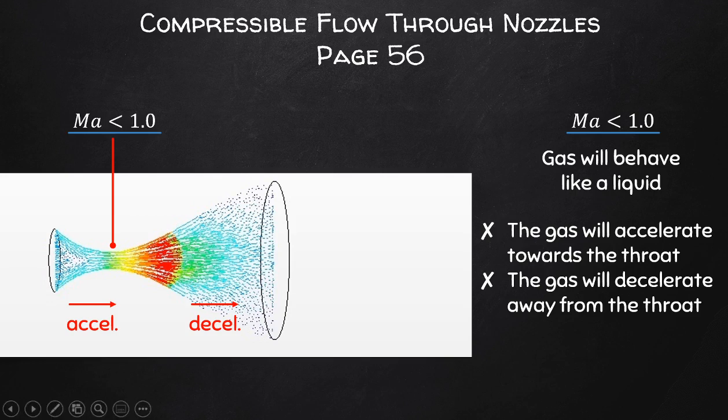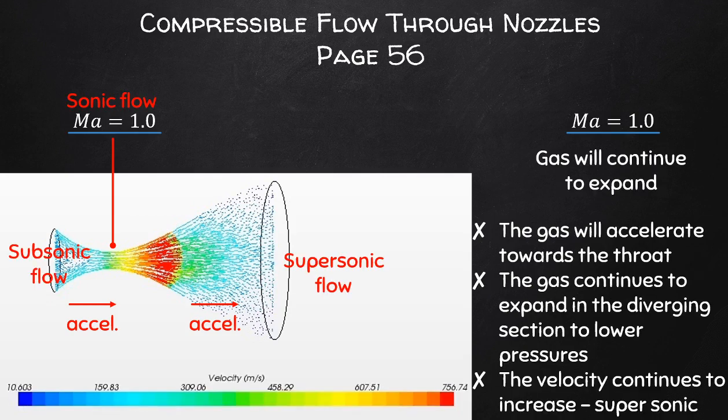There would be an increase in velocity through the neck, or through the throat, and then out of the throat the velocity will decrease again. But when we are dealing with the case of sonic flows being reached inside the throat instead, the gas would accelerate as it approaches the throat and continue to expand as it enters the diverging section, leaving the throat. This causes the gas to accelerate, and it is then able to reach supersonic flow.